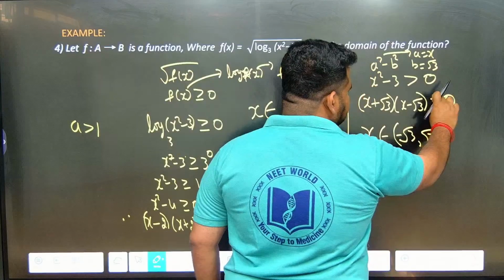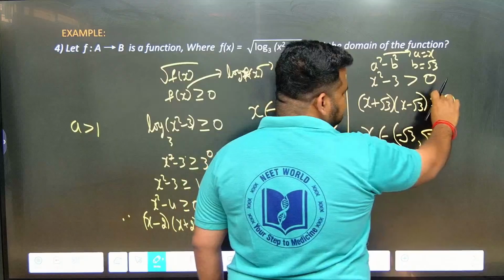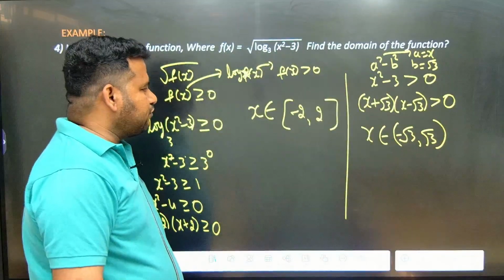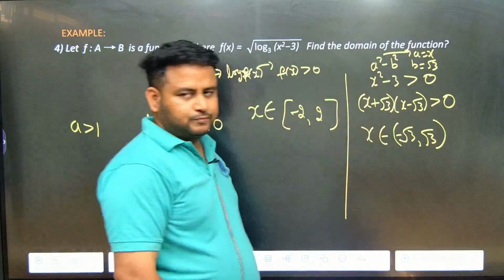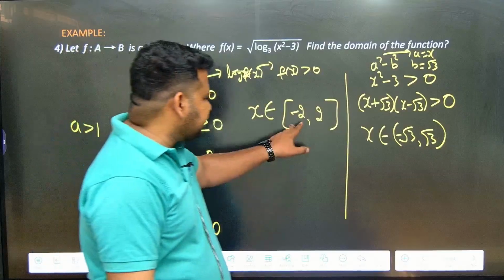Since root 3 and minus root 3 are vanishing points, and the inequality is greater than 0, we will write open interval. Now what do we have to do? Now, we have to combine these two. We have to take the intersection of these two.